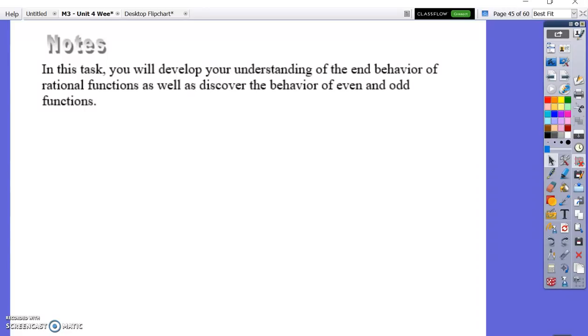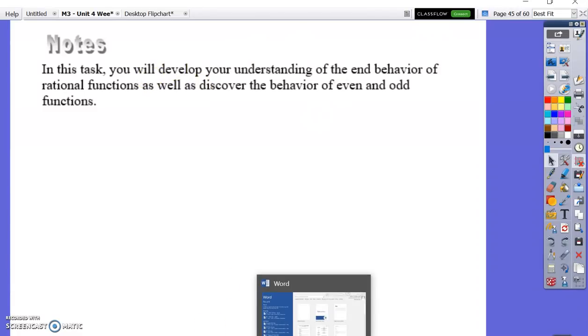And we'll be finishing up. The other thing we're going to be working on is behavior of even and odd functions, not even and odd polynomials. If you were in class on Thursday, we discussed this briefly, the difference between even and odd functions versus even and odd polynomials, and we'll talk more about it as we go. But we're going to start with end behavior of rational functions, and this is an exploration.